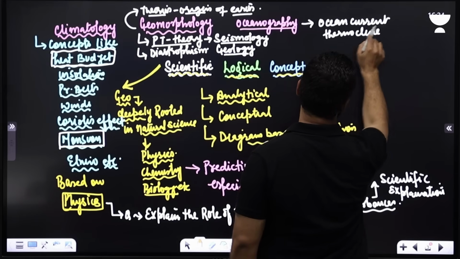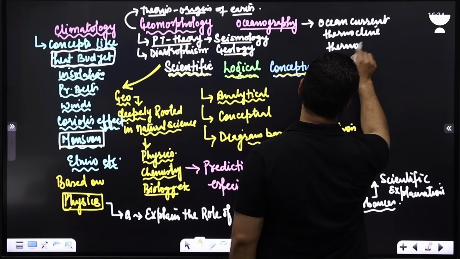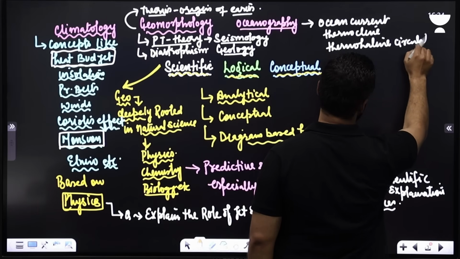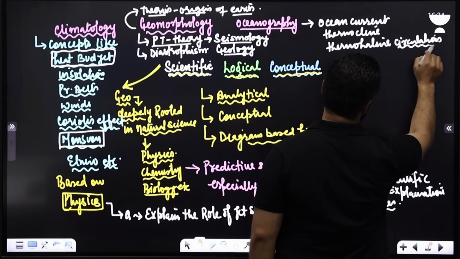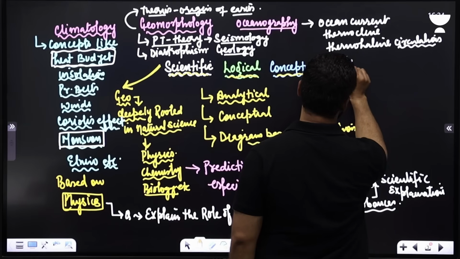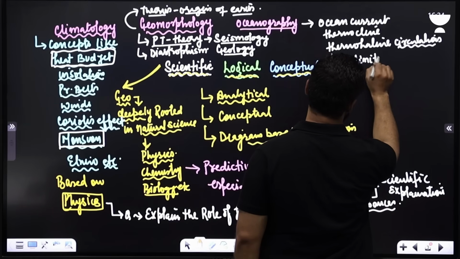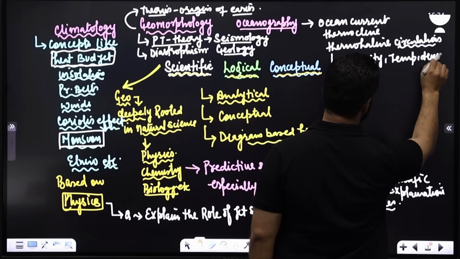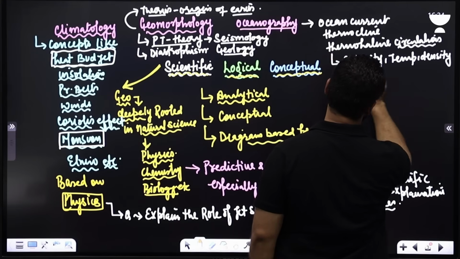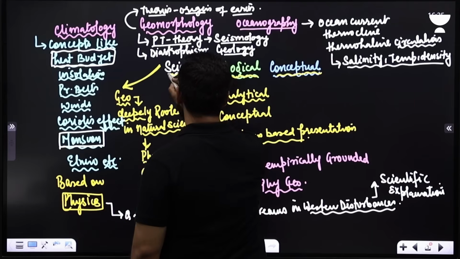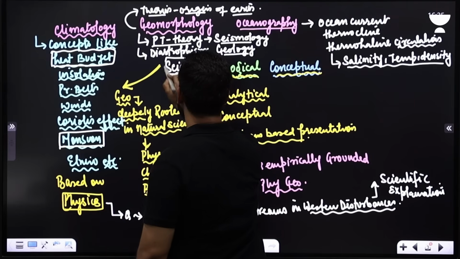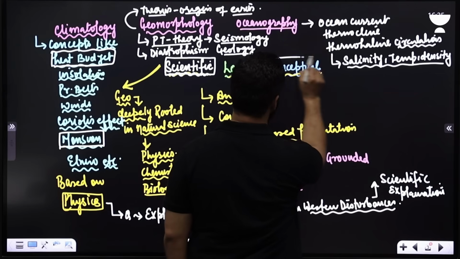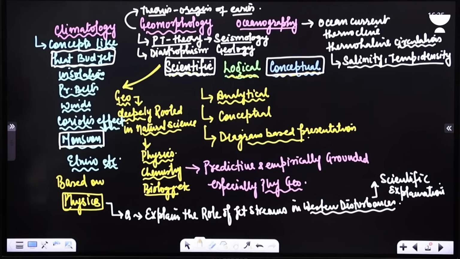thermocline, thermohaline circulations require better understanding of concepts like salinity, temperature, and density. I hope it is now clear how geography is scientific. Let's understand another part, how geography is conceptual.